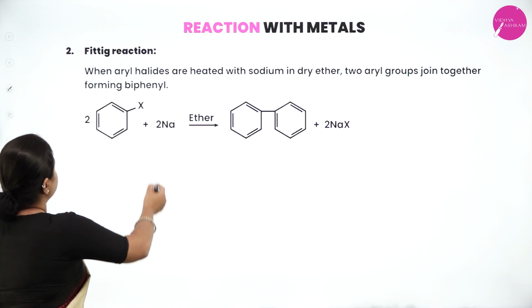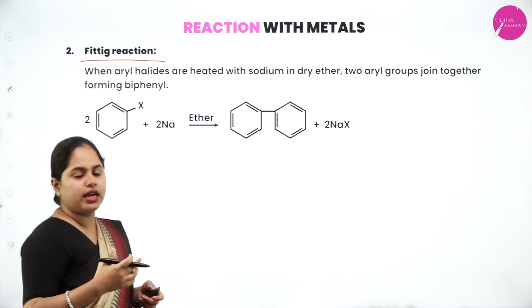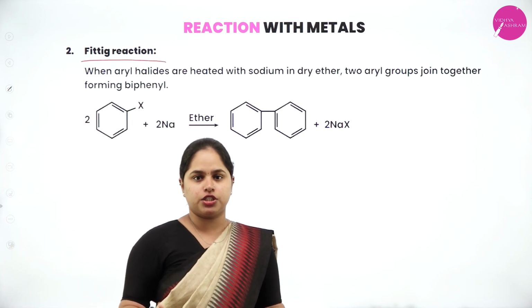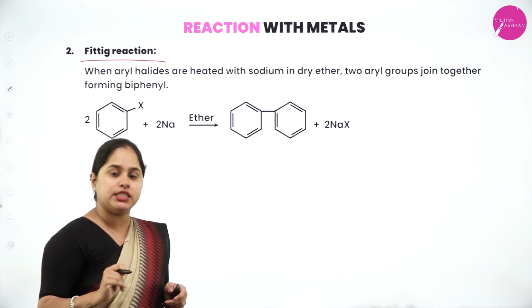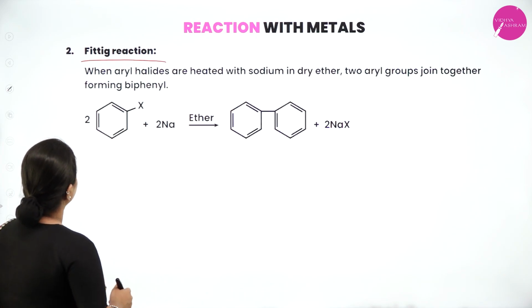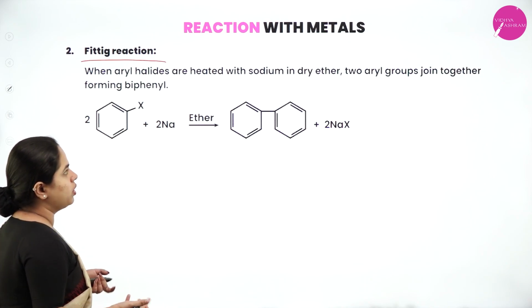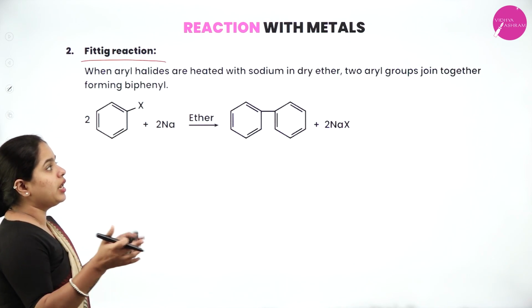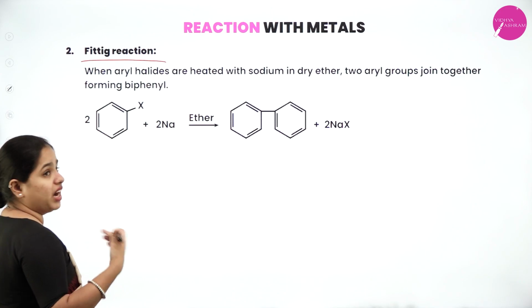Clear? Now the next one is the Fittig reaction. Wurtz reaction we have studied, Wurtz-Fittig reaction studied. Now what is in the Fittig reaction? Both we are going to use are haloarene itself. When aryl halides are heated with sodium in the presence of dry ether, two aryl groups join together to form biphenyl.